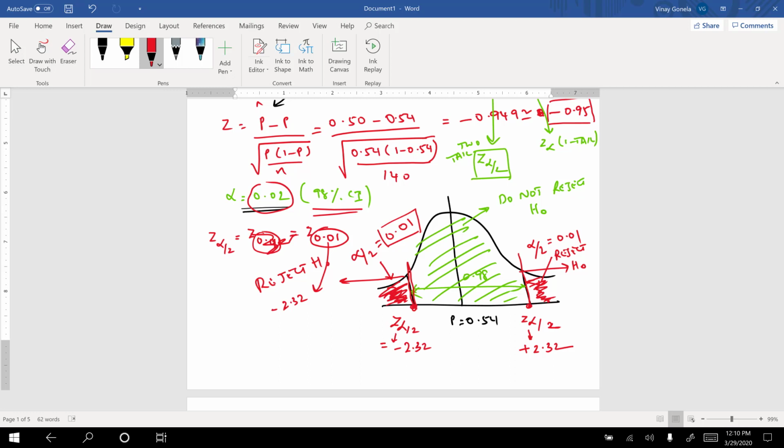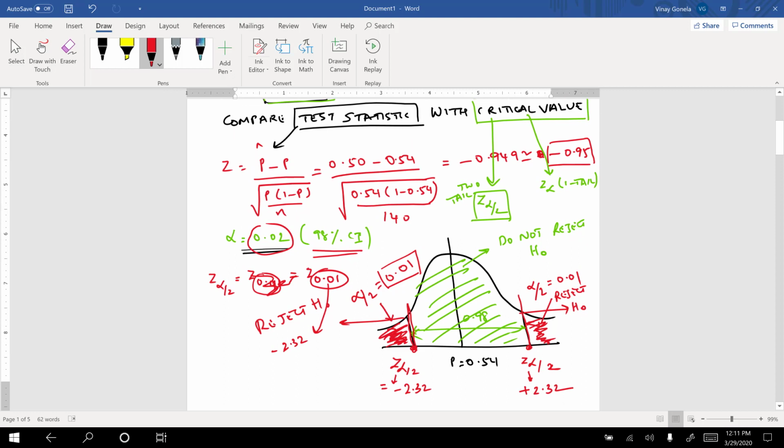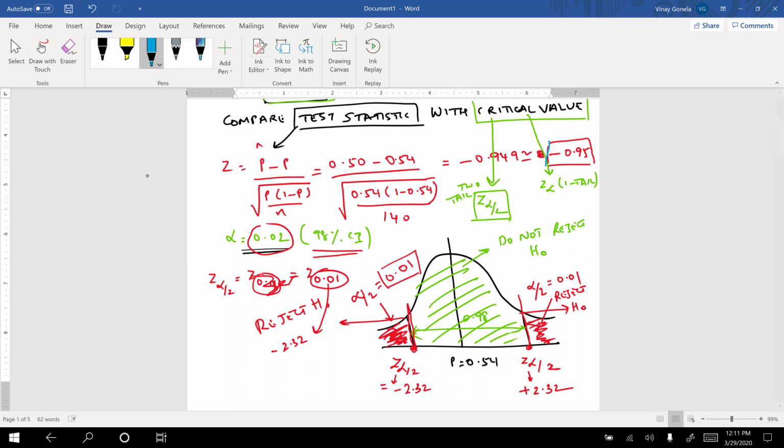So this will be positive 2.32 as it is a symmetrical curve. Now I will compare this with the test statistic. I'm looking at our test statistic, which is negative 0.95. So where does negative 0.95 lie? Here we have negative 2.32, and negative 0.95 will be somewhere here. So that falls under the do not reject region.